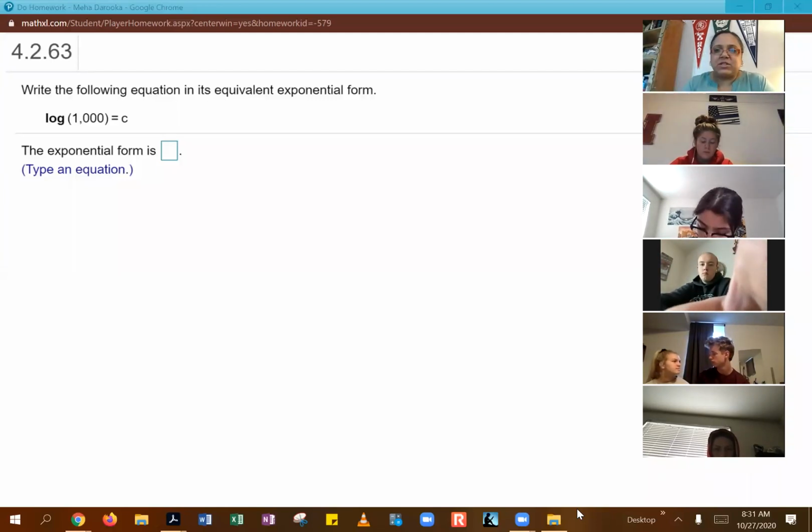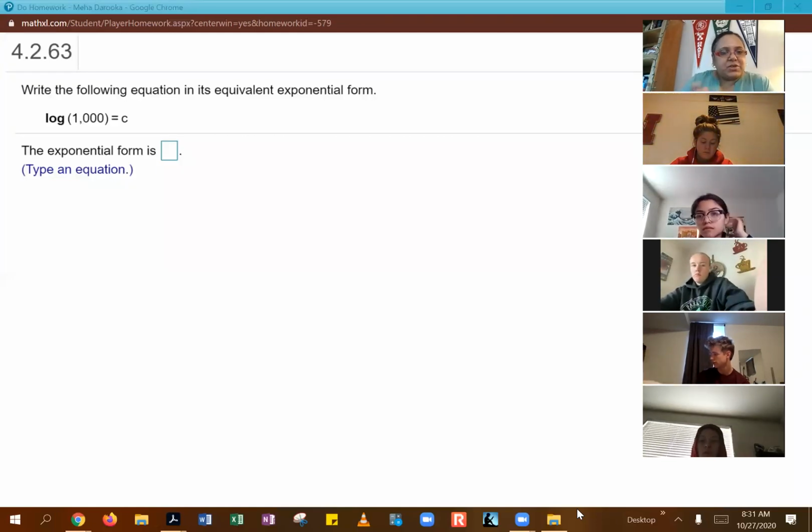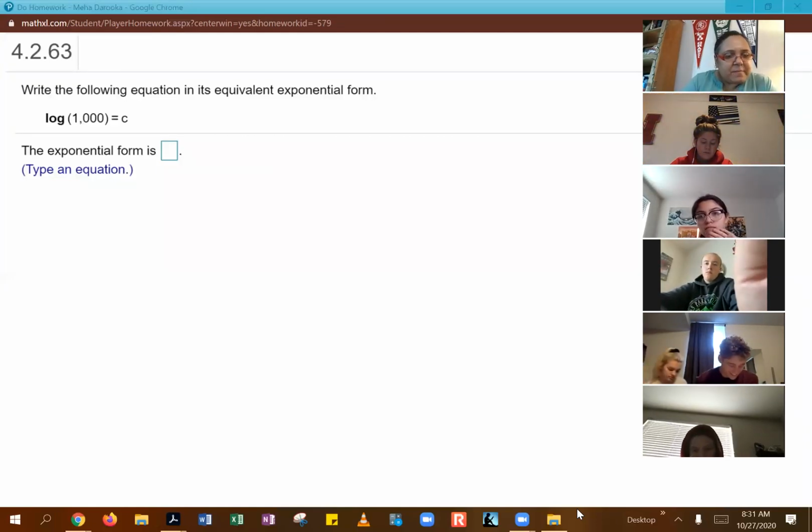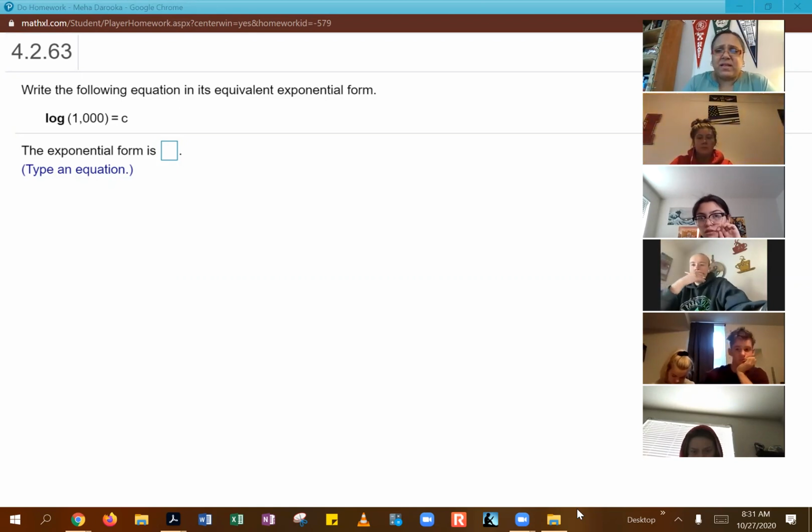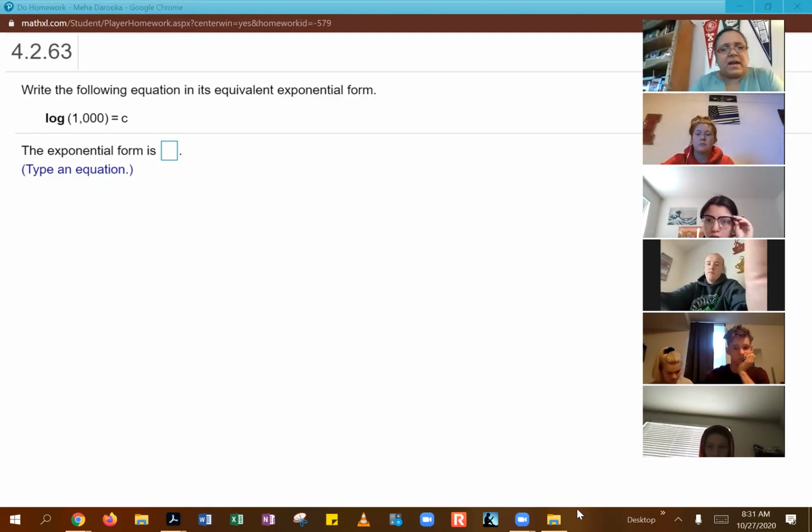This one is literally just rewriting your equation from exponential to logarithmic. So Alicia, you've got 1 to the power of C equals 1000. Tessa, you've got 10 to the power of C. I'm guessing instead of plus, you meant an equal sign? Yeah? Okay. Kalia, very nice.